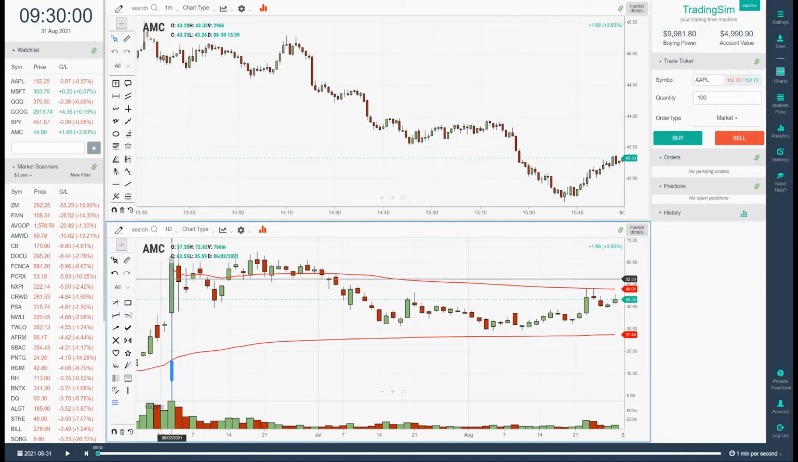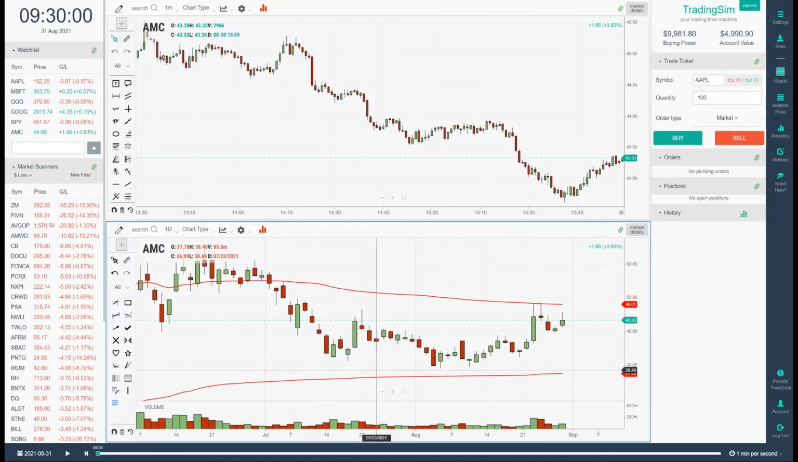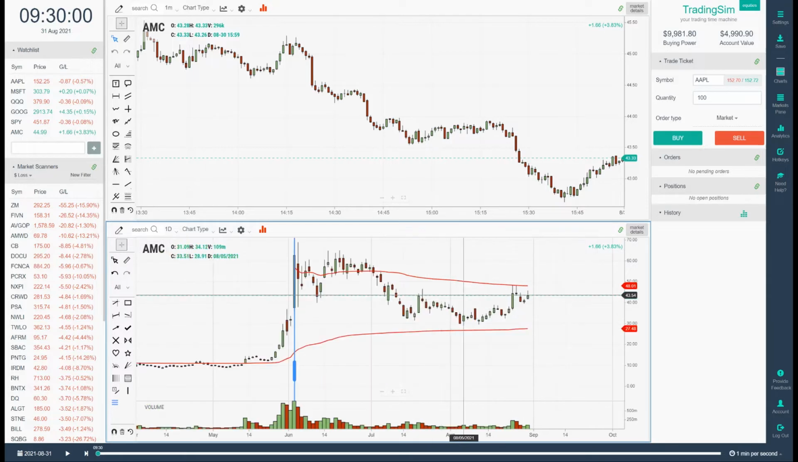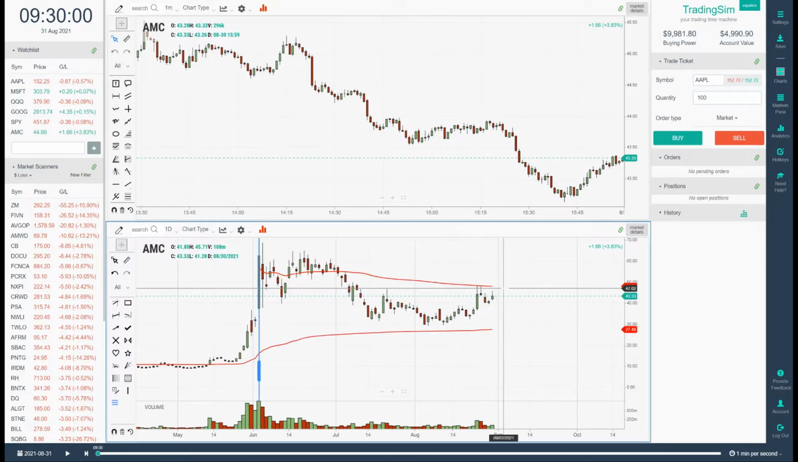So this anchored VWAP becomes resistance eventually once we break through it. And then later on, we have a very uncanny resistance this month here where it retested that level right around $49. So the question going forward will be, will this continue to provide resistance for the stock, or will it break through that? And let's look at an example of that.